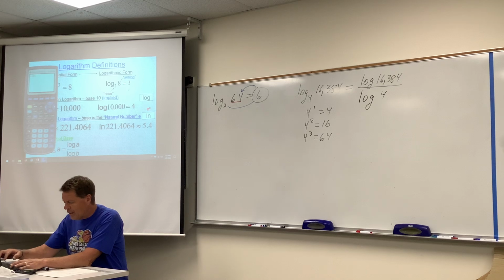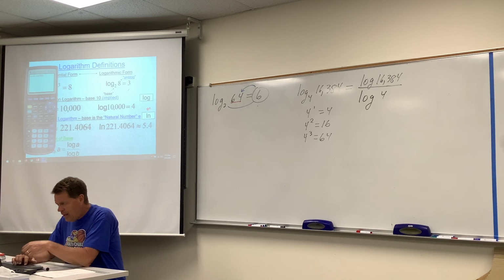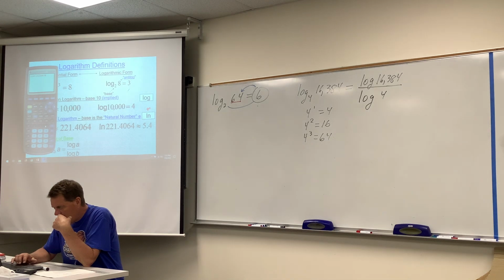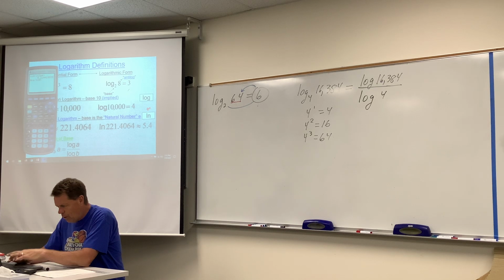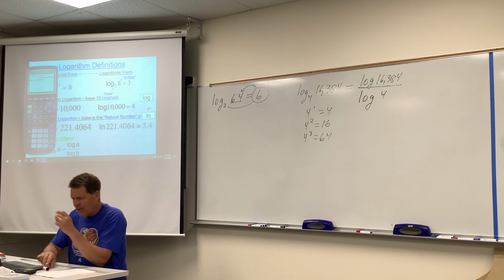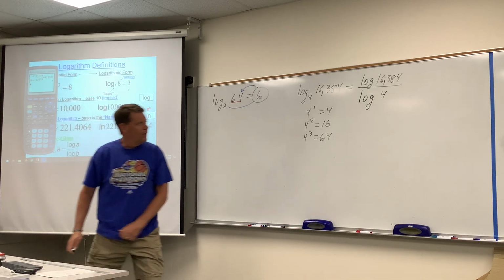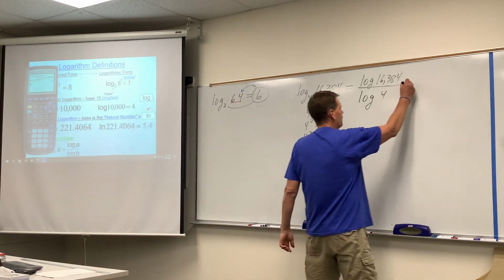So here's what I recommend. Common log 16,384 button, right? And equal, and that's going to be some nasty old decimal. And then divided by the common log of 4. And if you do it correctly, the whole thing, when it's all said and done, should equal 7.